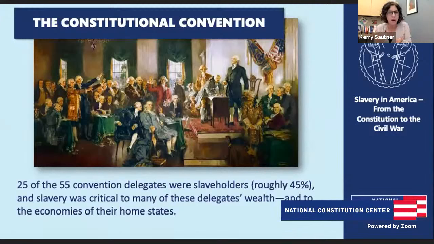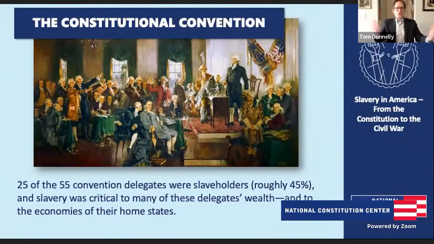Now we have this line at the bottom, 25 of the 55 delegates are slaveholders. They enslaved people in their lives, their homes, their families' lives. So sometimes people find that shocking that many, and sometimes people find the opposite, that that's not as many as they thought. So let's talk a little bit about the convention and 25 out of 55. What do they expect to happen to slavery at the convention, and how do they weave slavery into the Constitution when they're writing the Constitution as well?